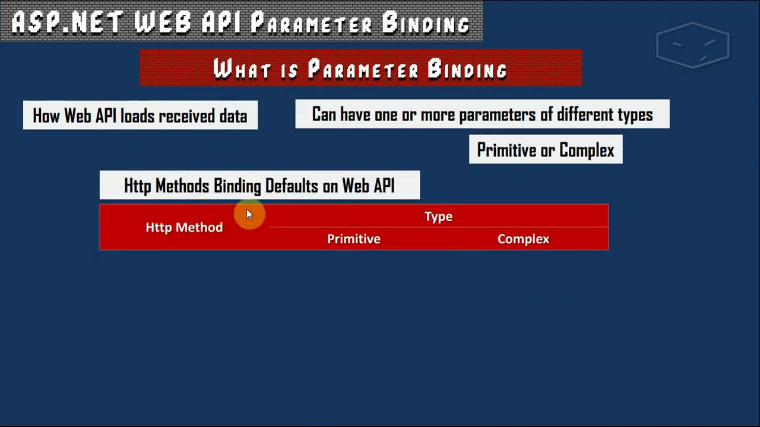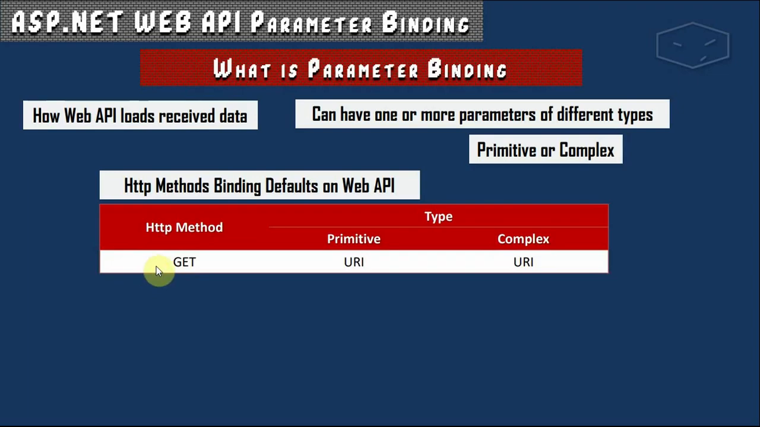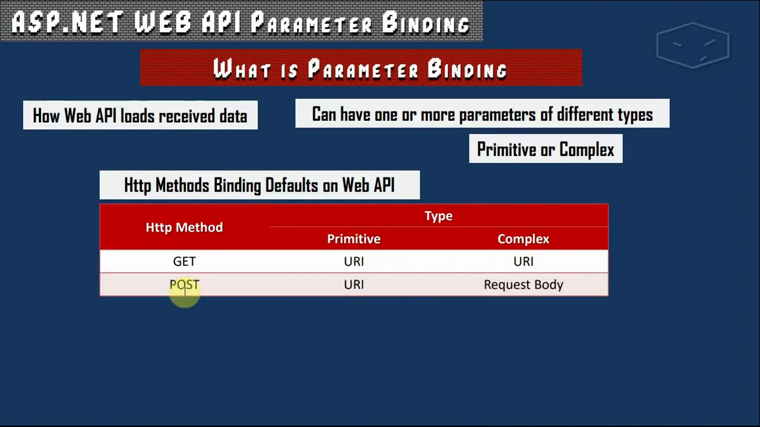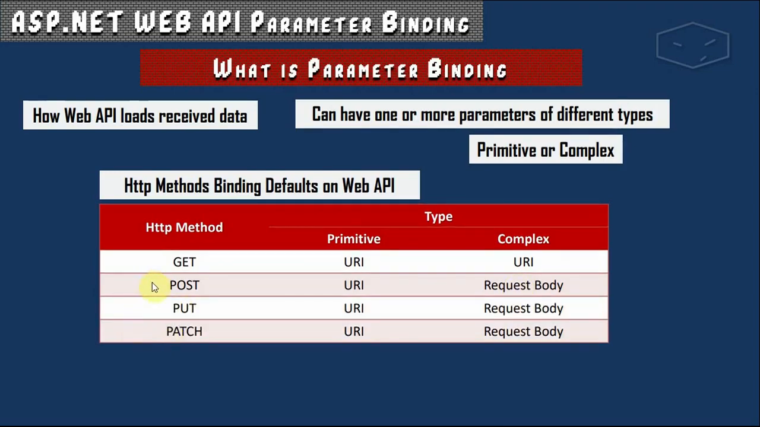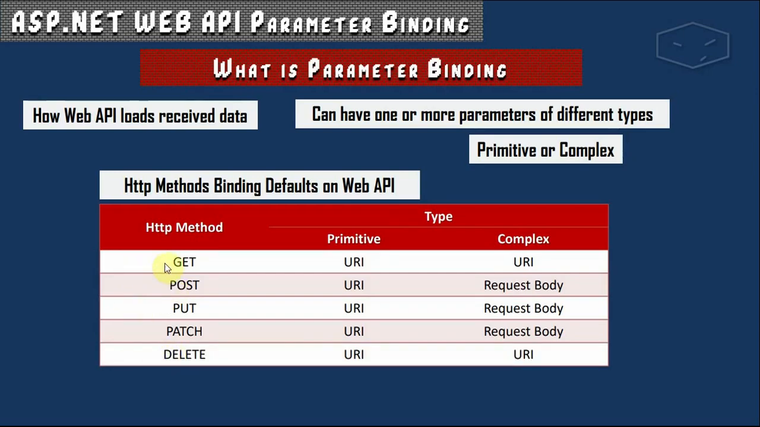Now let's take a look at binding defaults on Web API for HTTP methods. The first one, GET, doesn't have a body, so it must get the primitive types and the complex types from the URI. But for POST, it has a body, so primitive types come from URI and complex types come from request body. This is by default, and we can change this, okay? PUT and PATCH are exactly the same thing as POST, and DELETE is the same thing as GET.